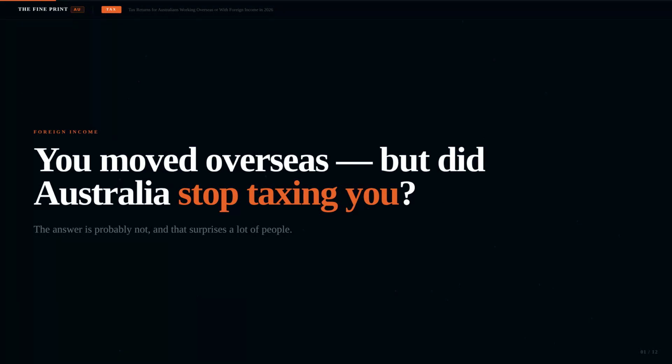Here is the trap a lot of Australians fall into. You take a job overseas, foreign tax gets withheld from your pay, and you assume Australia's done with you. But if the ATO still treats you as an Australian tax resident, your worldwide income can be taxed here too. By the end of this video, you will know exactly how to check your status and lodge correctly.